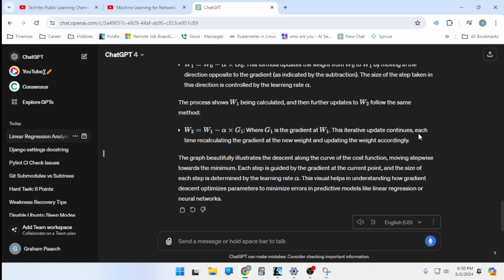This iterative update continues, each time recalculating the gradient at the new weight and updating weight accordingly. The graph beautifully illustrates the descent along the curve of the cost function, moving stepwise towards minimum. Each step is guided by the gradient at the current point, and the size of each step is determined by the learning rate alpha. This visual helps in understanding how gradient descent optimizes parameters to minimize errors in predictive models like linear regression or neural networks.